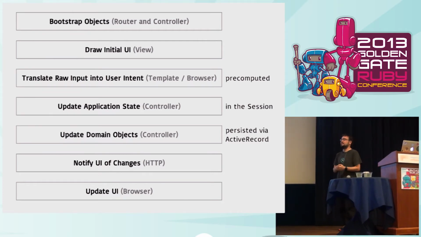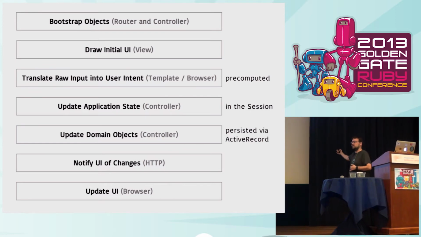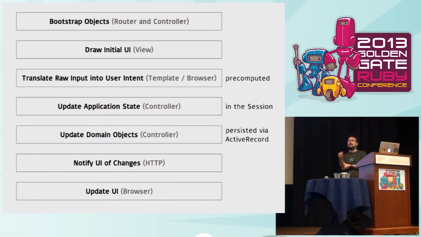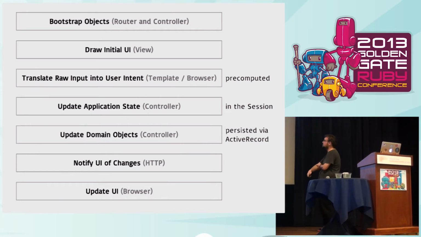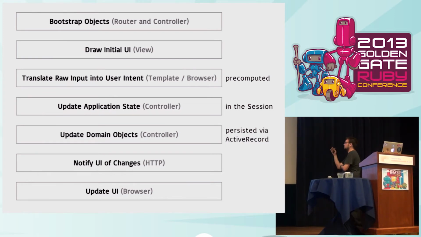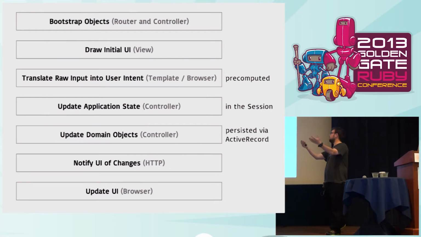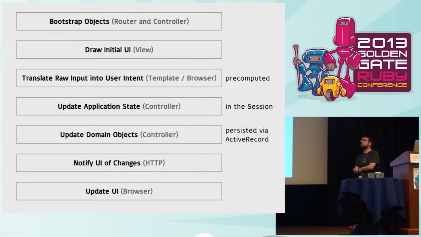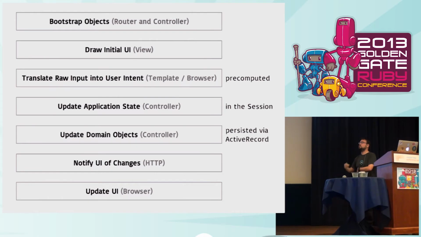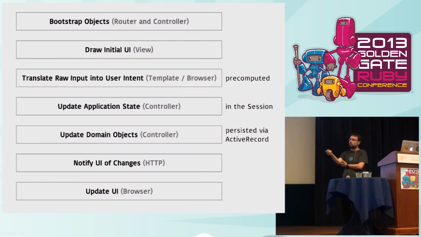The sort of not nice thing is that application state is on the server, thousands of miles away from your user. But there is a place to put it. Updating domain objects also happens in the controller, persisted via Active Record, and then once we have done all that work, we tell the UI, hey, there's some new stuff here over HTTP, and the browser will update the UI. So again, very similar structure in terms of how we go from initial UI, getting events, and then re-rendering UI. It's just a little bit weird how it has to be structured in terms of normal GUI patterns.